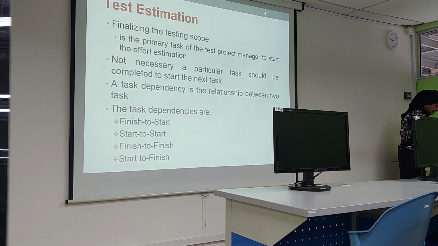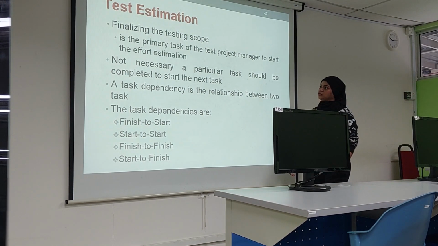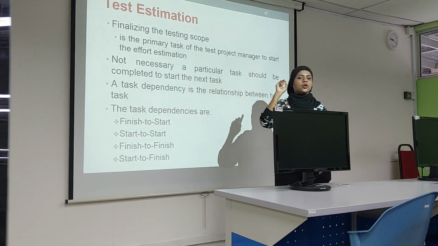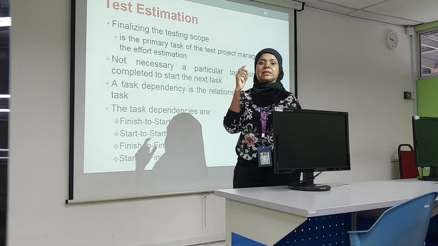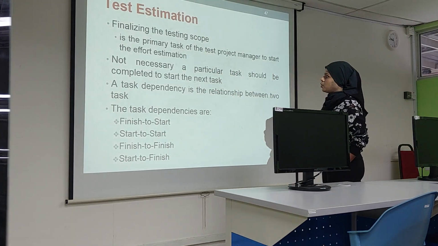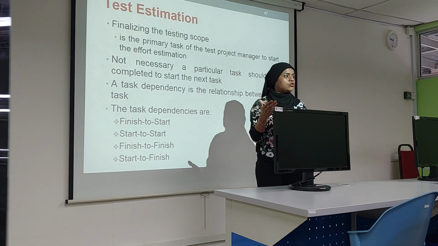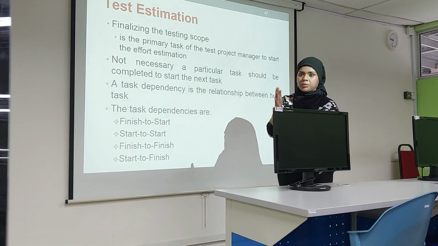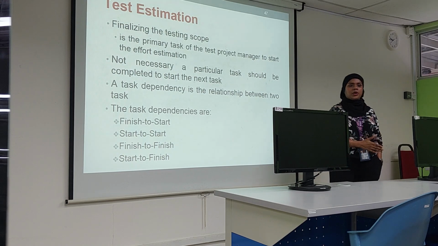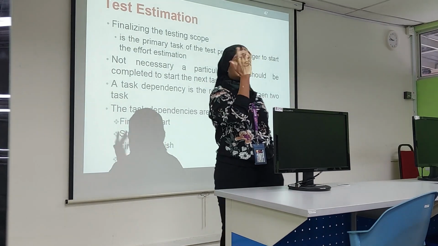Okay, so here, test estimation. Test estimation is more to how we are doing the estimation on the testing related tasks. We are not talking about humans here. Tasks. Okay. So we want to finalize the test scope. Okay, because we need to know what we are going to cover. Remember, your test scope is very important so that we know this is what we will cover, this is what we will not cover.